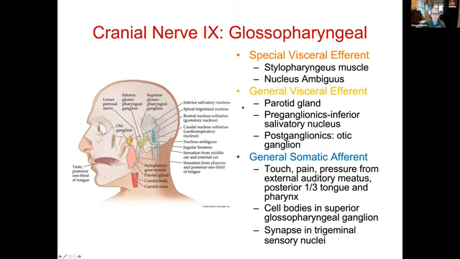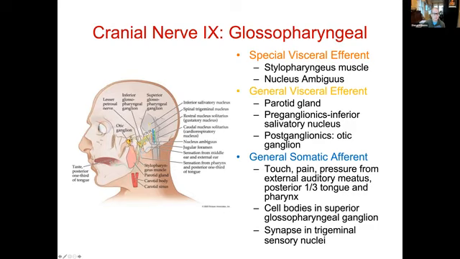In the case of the general visceral efferents for cranial nerve 9, the visceral tissue innervated is going to be the parotid gland. And so what we're going to see is, again, the preganglionic cell bodies will be here in the inferior salivatory nucleus. Those fibers will leave the glossopharyngeal nerve as the lesser petrosal nerve, which runs through that infratemporal fossa.